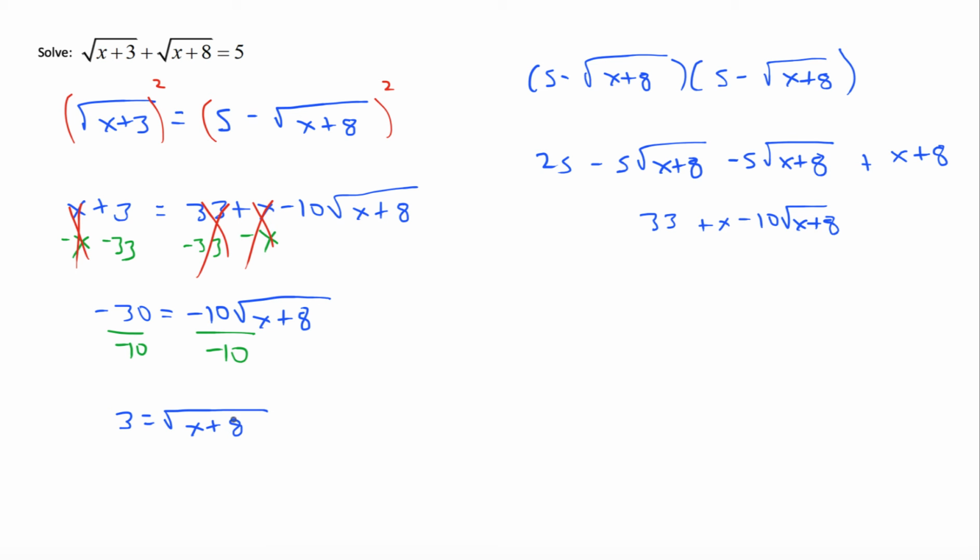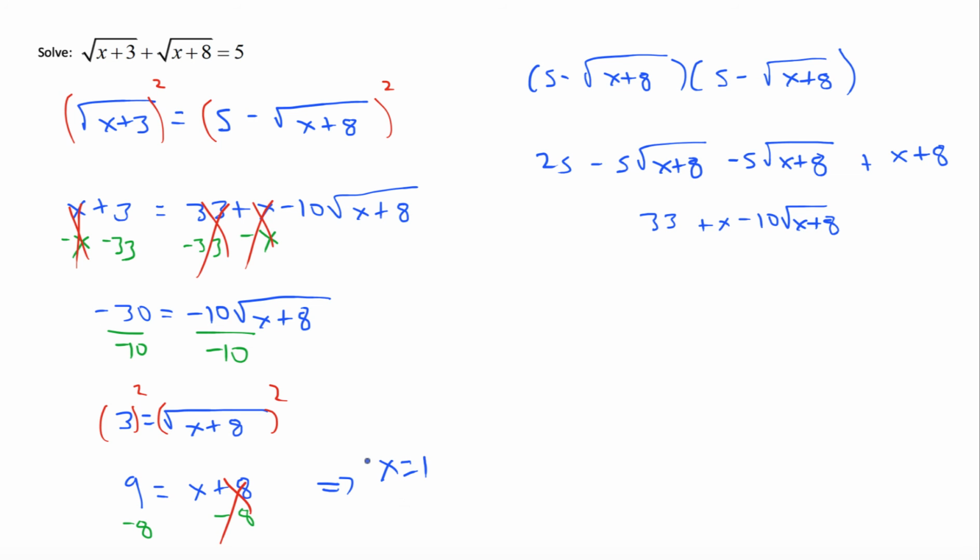So I've properly isolated the radical, which means I can square both sides here. I'll square that side, I'll square the right side. 3 squared is 9. Radical x plus 8 squared is just x plus 8. So when I subtract 8 from both sides, I get my x value. What does x equal in this case? x is going to equal 1.